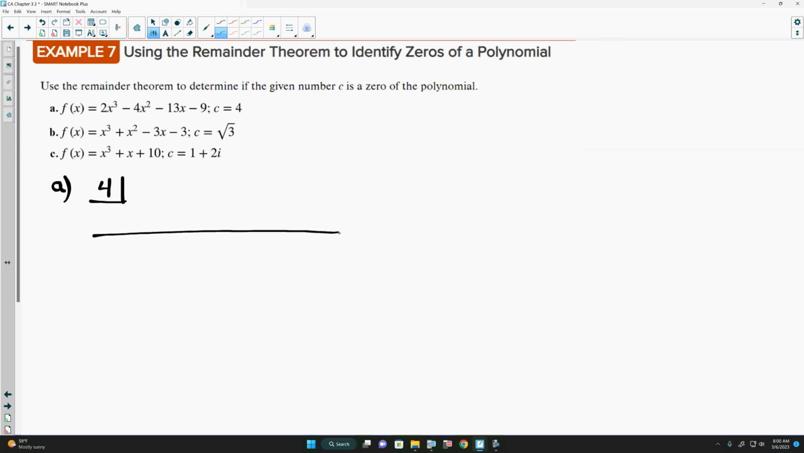They are a solution. So when we start with 4, or A, we put 4 inside the cubbyhole, because whatever it's equal to is one of our solutions. Zeros, we can plug it in. Now we take the coefficients of the polynomial going across the top. So we have 2 for x cubed, negative 4 for x squared, negative 13 for x, and negative 9. And then we do our normal steps.